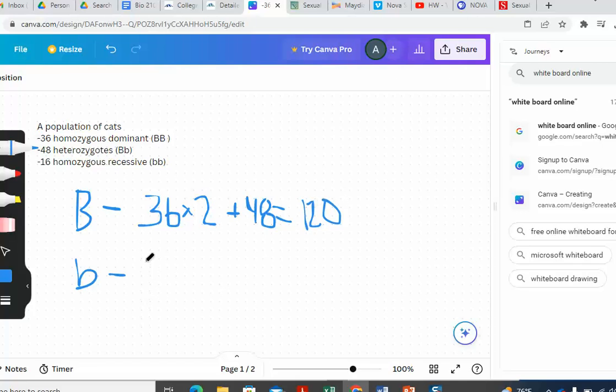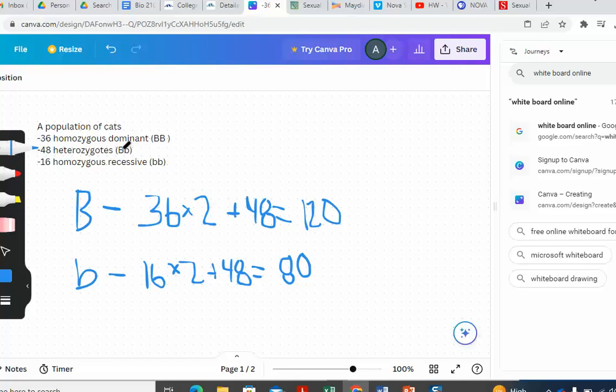For little b's, I'm going to take the number of homozygous recessive individuals, multiply that by 2, and then again add the number of heterozygotes. Each of them just has 1 allele, so I'm just going to add 48 to 2 times 16, and that is going to give me 80. So 80 plus 120 is 200. That makes sense. There's 200 alleles in this population of 100 individuals because each individual is diploid and carrying 2 alleles.